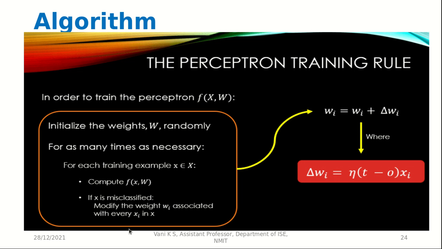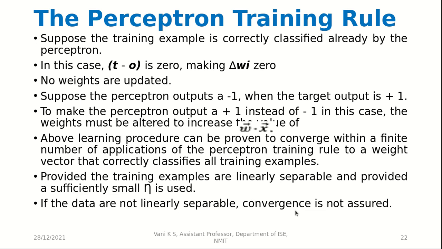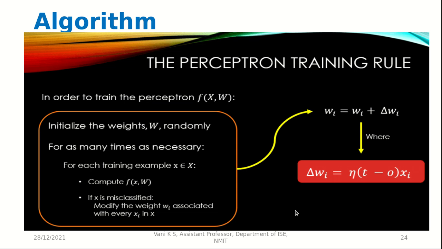If that is not the target output, we calculate delta wi, which is again, as I told you, learning rate into target output minus actual output into the corresponding input. Then we put this delta wi in the formula wi plus delta wi. Now if the weights are to be reduced, the delta wi will be negative automatically, and if the weight is to be increased, the delta wi will be positive automatically, thanks to this target output minus actual output difference.